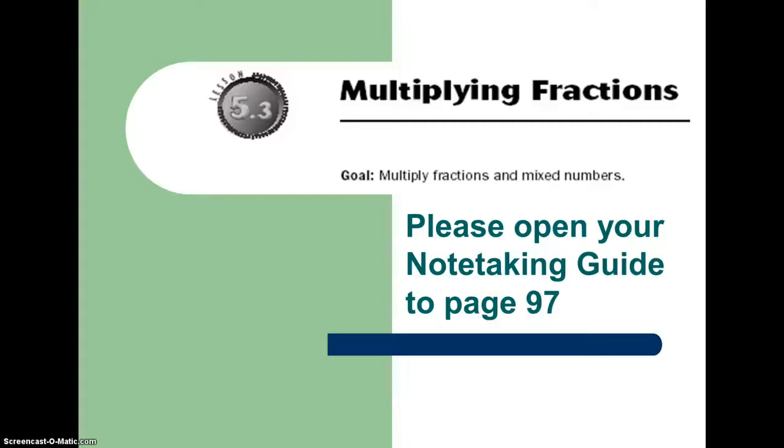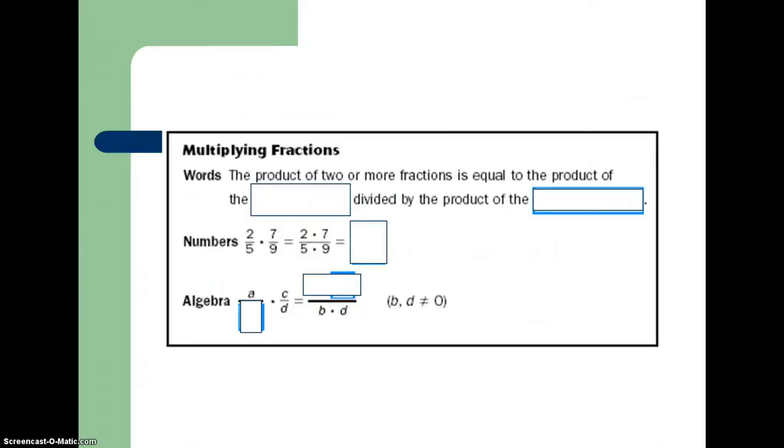5.3 multiplying fractions. The product of two or more fractions is equal to the product of the numerators divided by the product of the denominators.